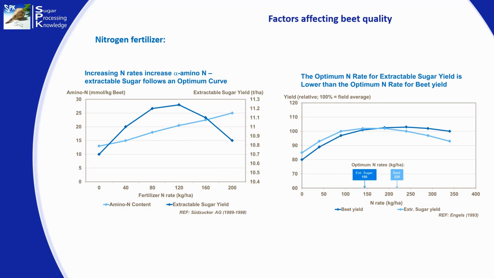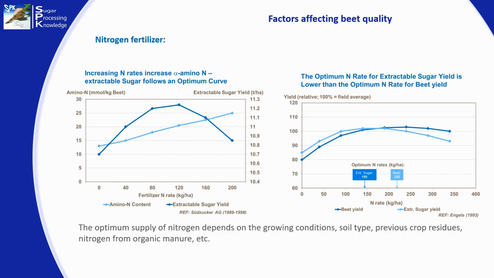It can be seen that the optimum nitrogen rate for extractable sugar is lower than the optimum rate for beet yield. Thus, the optimum supply of nitrogen depends on the growing conditions, soil type, previous crop residues, nitrogen from organic manure, etc. Therefore, only a provisional nitrogen balance allows the optimal dose of nitrogen to be applied.